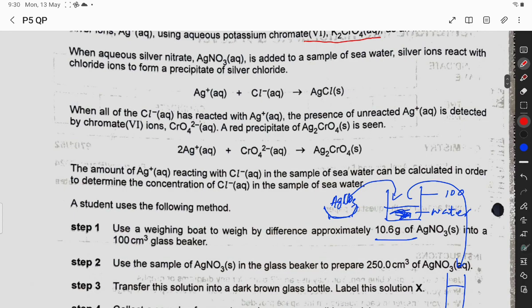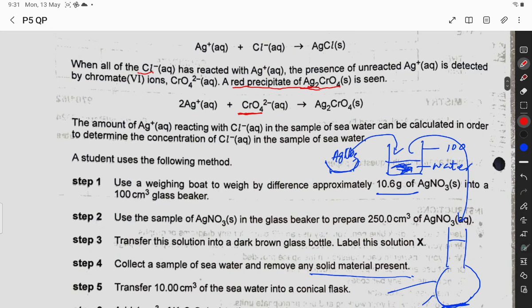When all of the chloride ion has reacted with silver positive ion aqueous, the presence of unreacted silver ion is detected. It means silver positive ion is in excess, so that's why the unreacted silver positive ion is detected by chromate ions. A red precipitate of Ag2CrO4, silver chromate(VI), is seen. So the unreacted silver ion then reacts with chromate ion to form silver chromate(VI) in the form of precipitates.